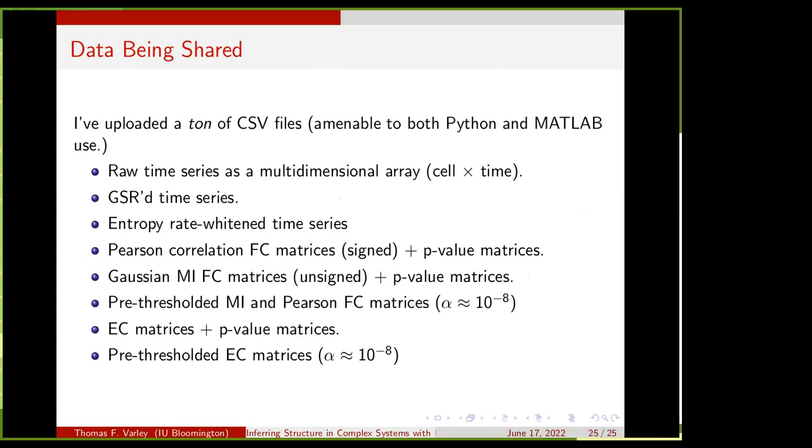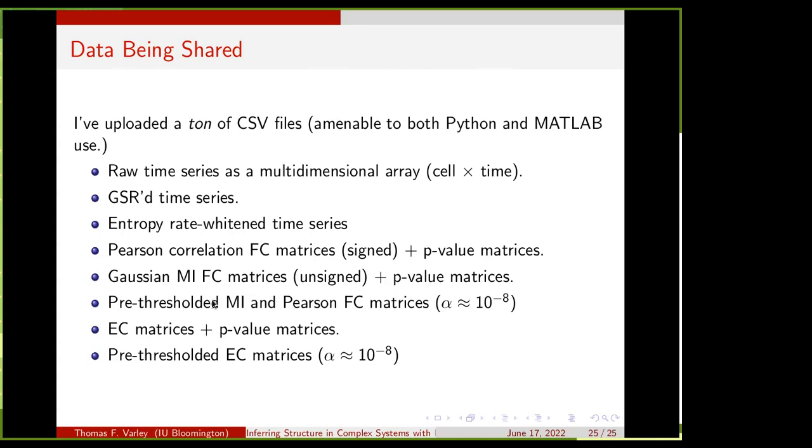The same time series after doing global signal regression, the same time series after entropy rate whitening and global signal regression. The Pearson correlation functional connectivity matrices, which are signed, plus the associated p-value for every edge. If you wanted to play with the thresholds, you could do that because all that information is stored. The Gaussian mutual information functional connectivity matrices, which are unsigned, plus the associated p-values.